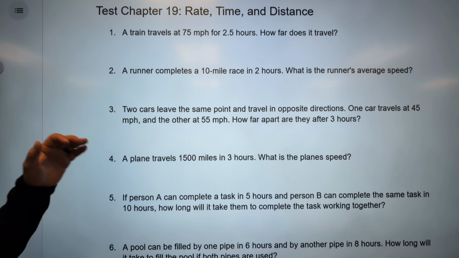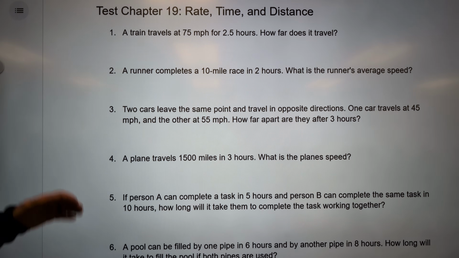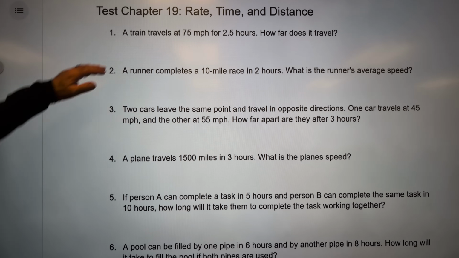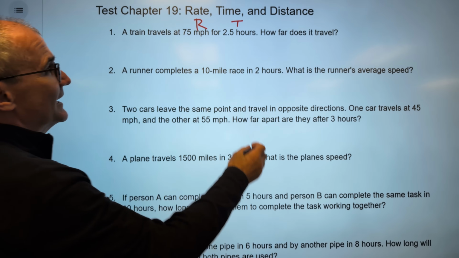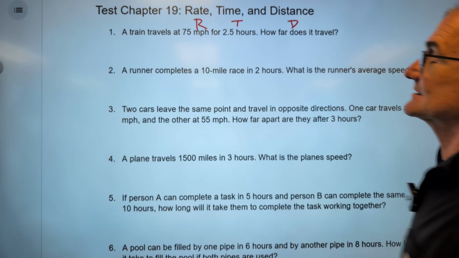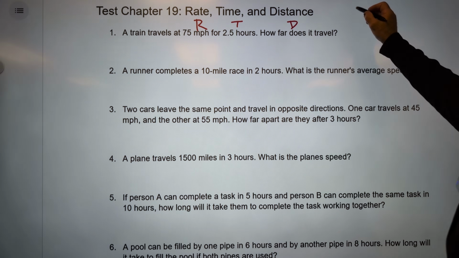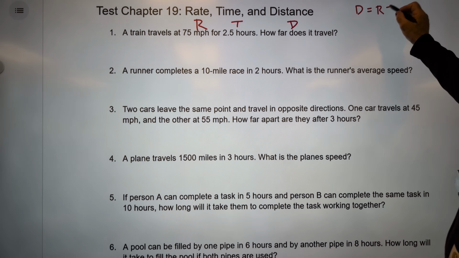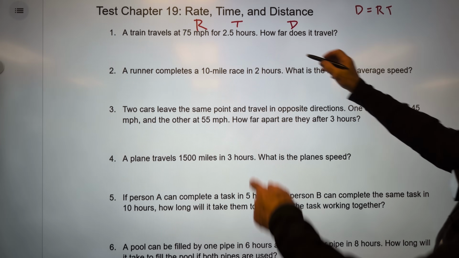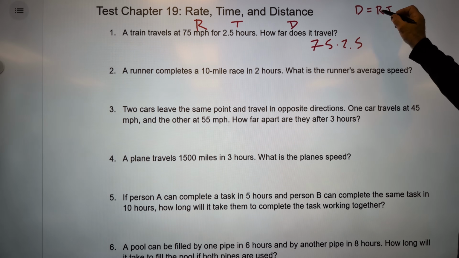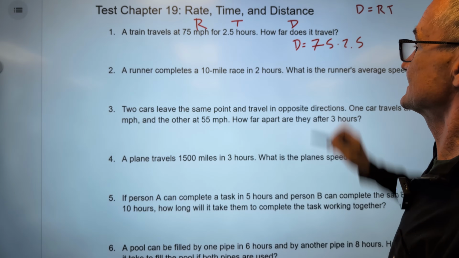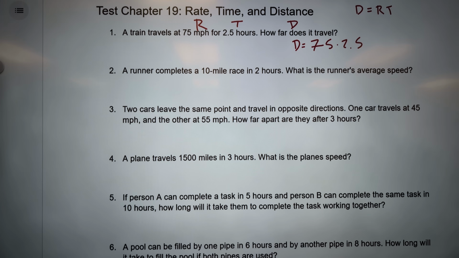Okay, we are on test chapter 19, rate, time, and distance. Go ahead and pause the video and do these problems before I do them. Unpause the video and check how you do against mine. So right here, I'm reading this. I am given a rate and a time, and I'm looking for distance. So I'm going to use this equation: distance is equal to rate times time. The rate is 75 and the time is 2.5, and that's going to be my distance. So the answer here is 75 times 2.5.